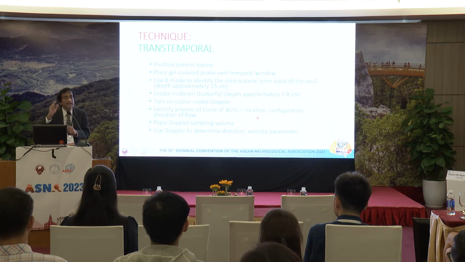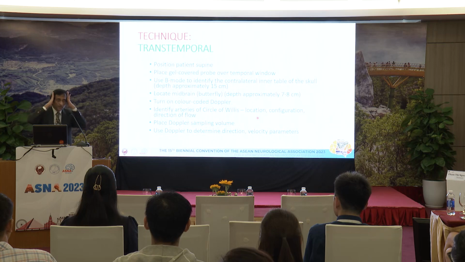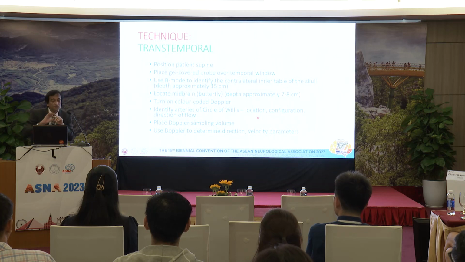The second thing you do is then find the midbrain, which looks like a small butterfly in the middle. The skull is usually 15 centimeters across. The midbrain is about 7 to 8 centimeters in the middle. Once you've found this butterfly of the midbrain, you then put the color. Beautiful flow can be seen.